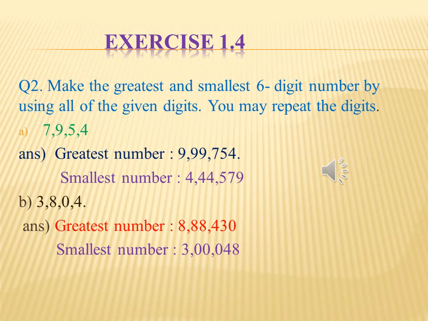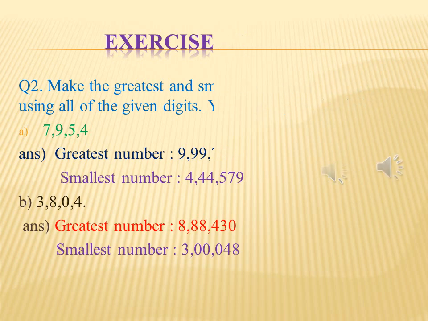Smallest number, we all know that to write the smallest number, we need to repeat the smallest digit. The smallest digit here is 0. But 0 we cannot write in the first place. So we need to write 0 after the second smallest digit, which is 3. So we write it as 3,000,48. So we read it as 3,48,000, which is a six-digit number. Hope you all have understood how to write the greatest and smallest number using the given digits.